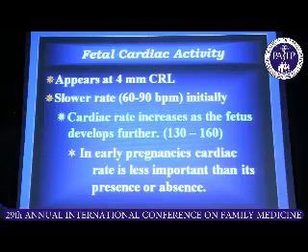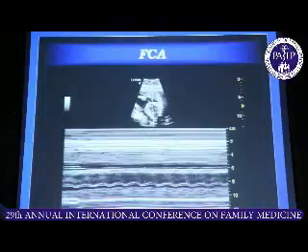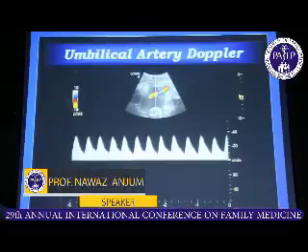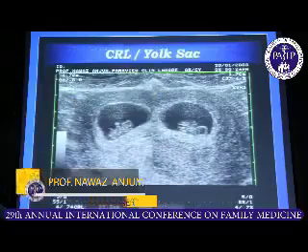And initially the heartbeat is 60 to 90 per minute. And then it increases to 130 to 160. Below 100 is bradycardia, and above 160 is tachycardia. And that's how you record this FCA if you want to give a documentary proof. Otherwise, you can just tell the patient FCA is present. And later on in pregnancy, you can do the AB ratio.